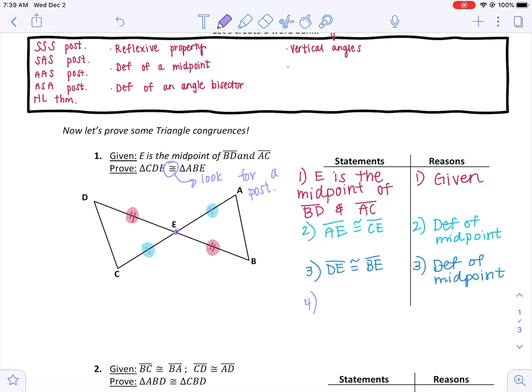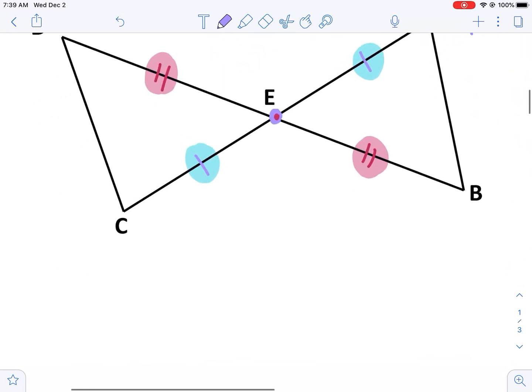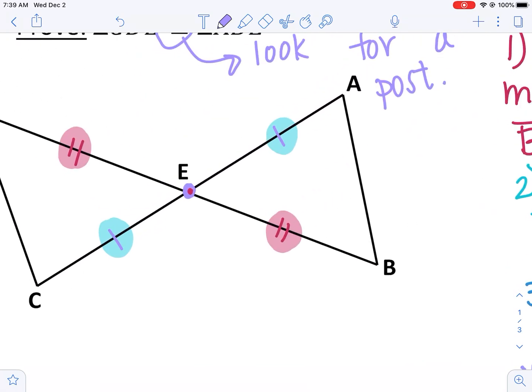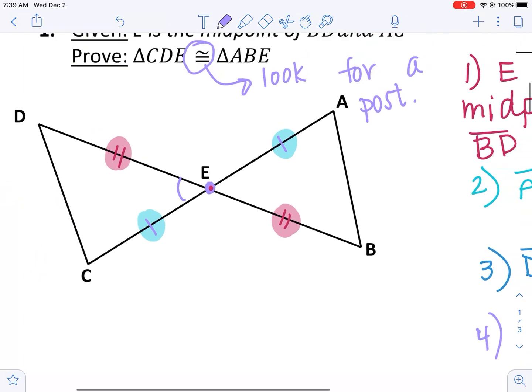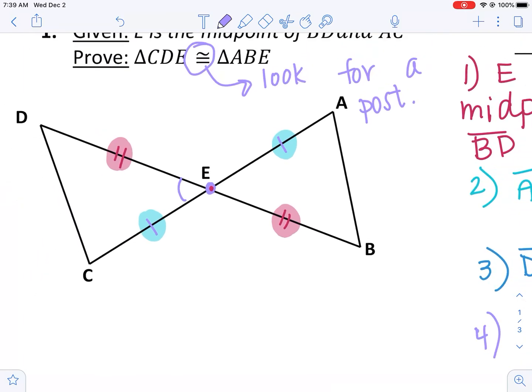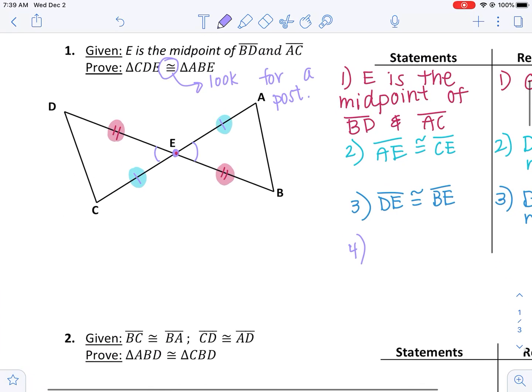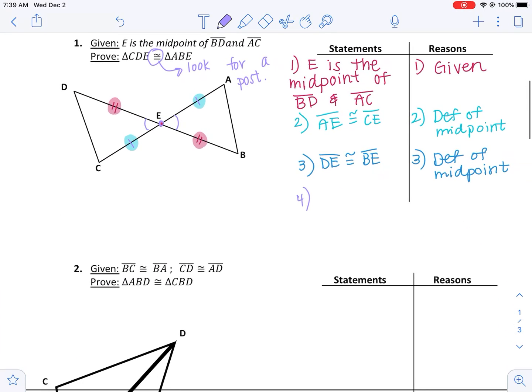Let's look at side, angle, side. Would the included angle between these two sides be congruent? Let's look. Is there some way that we know that angle DEC is congruent to angle AEB? Well, those are vertical angles. So yes, absolutely they're congruent. So angle DEC is congruent to angle AEB. Why? Because they're vertical.